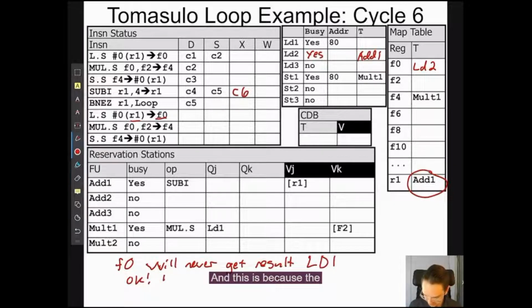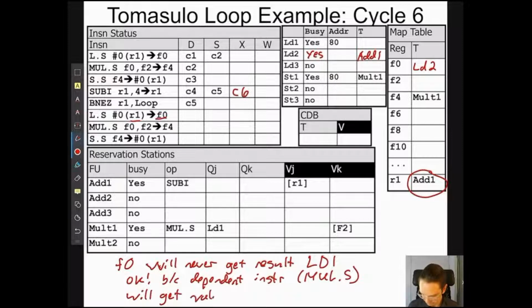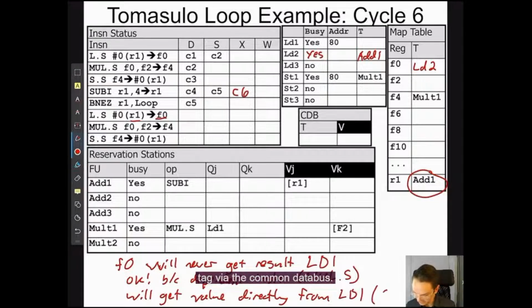This is because the dependent instruction on that first load, on that first version of F0, which is the first multiply instruction, will get its value directly from the load 1 tag via the common data bus. This is exactly why reservation station entries hold the tag of the value they require, because the register file may never actually hold this version of the register name. Excellent. So we avoided the write after write hazard on F0 because of register renaming. So that is dispatch of the load instruction at cycle 6.